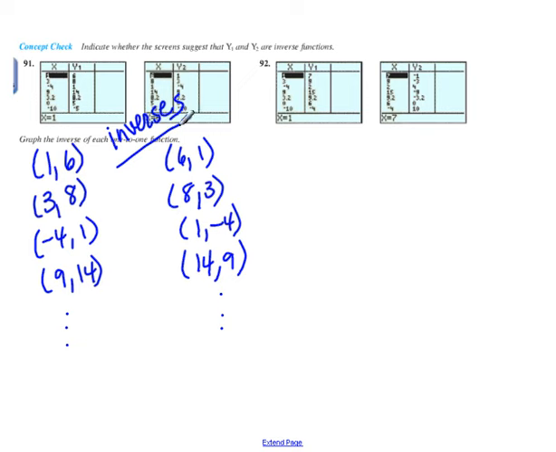Okay. Notice here, number 92, they're not, because on the y1 we have 1, 7, but over here we have 7, negative 1. So these are not inverses.